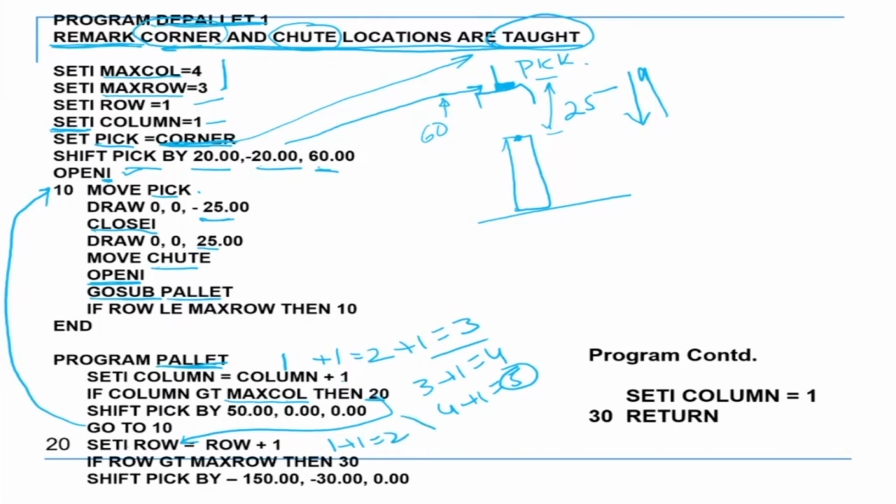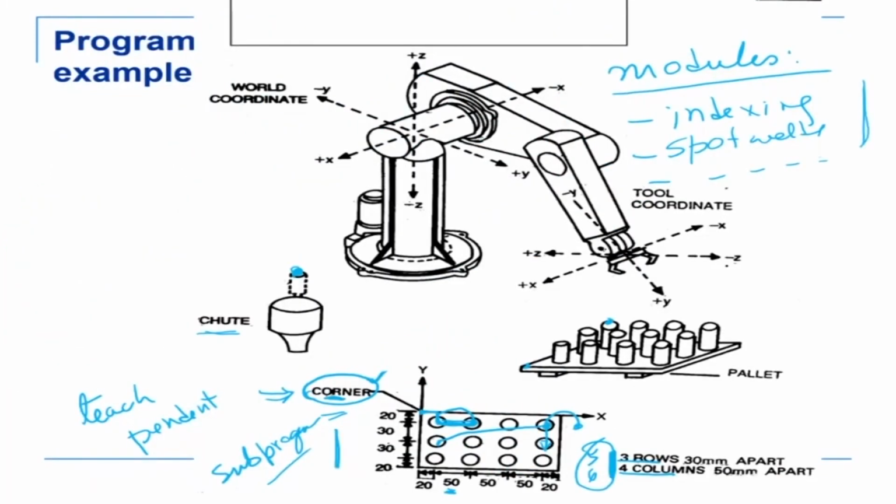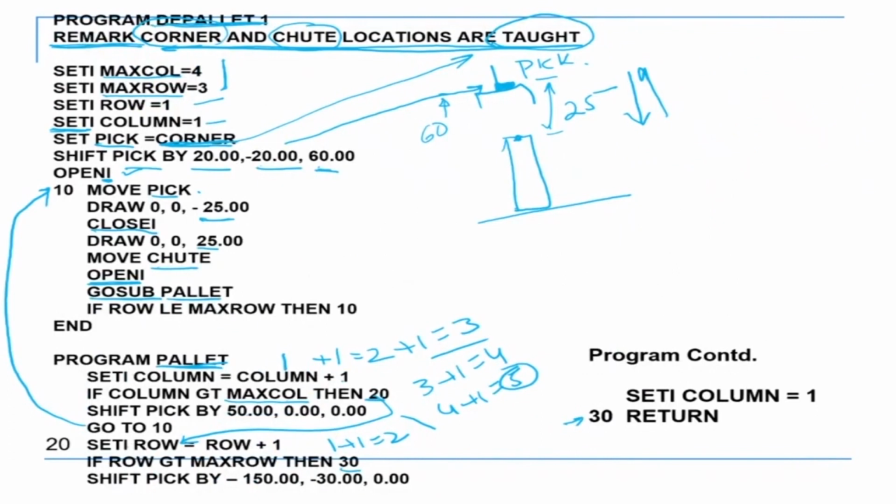If row is greater than max row, then go to 30, where it is going to return. What is the max row? Max row is 3. If it has come here, that means the columns have been exceeded and the rows have been exceeded, so now it should exit the program. Basically it is setting the row to row plus 1. Now it is 2. Then if row is greater than max row, then go to 30, which means it will return and exit.